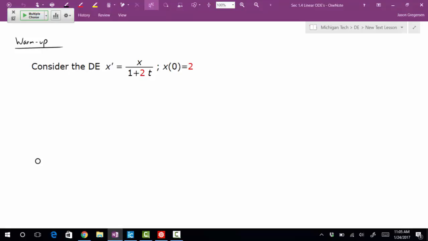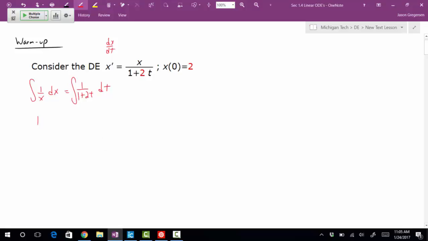I have a differential equation, my initial condition. I want to solve the differential equation. I'm going to use separation of variables. So in this case, that x prime is really dx dt. To separate the variables, I'll divide both sides by x, and I'll multiply both sides by dt. I'll get 1 over x dx is equal to 1 over 1 plus 2t dt. And I integrate both sides.